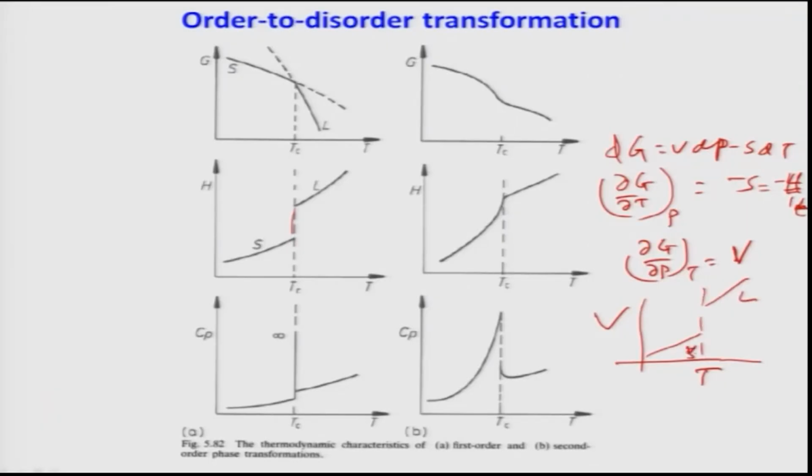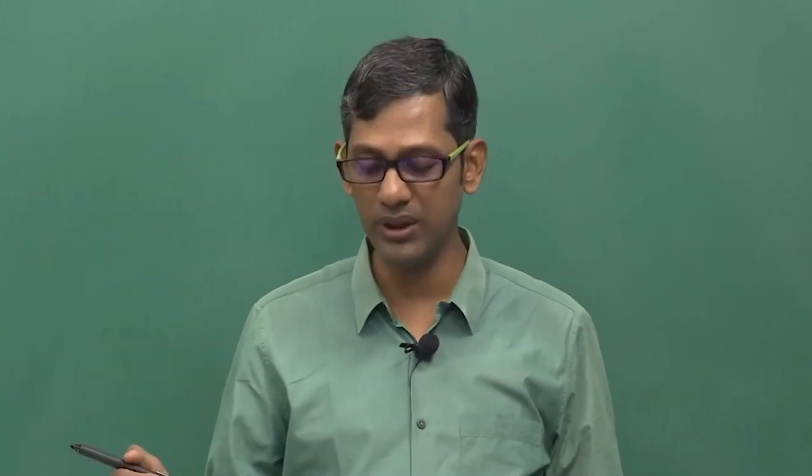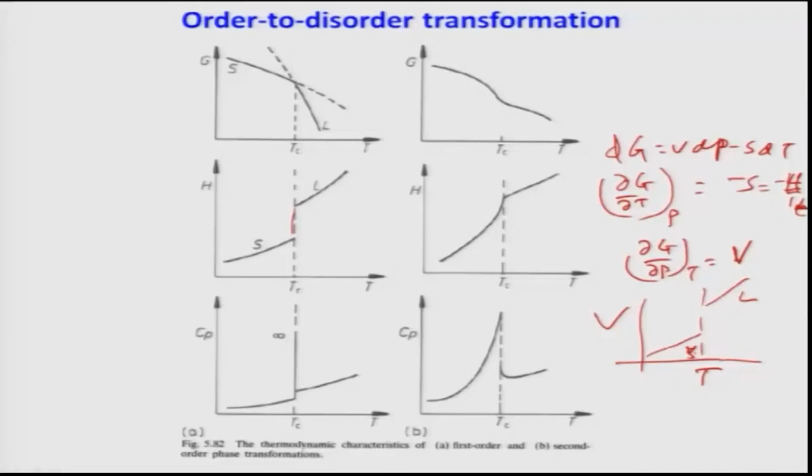Because solid is an ordered structure, the density of solid is higher, so volume will be lower. The liquid is an open structure, the density of liquid is lower. So, that means in a first order transformation this kind of situation will happen.